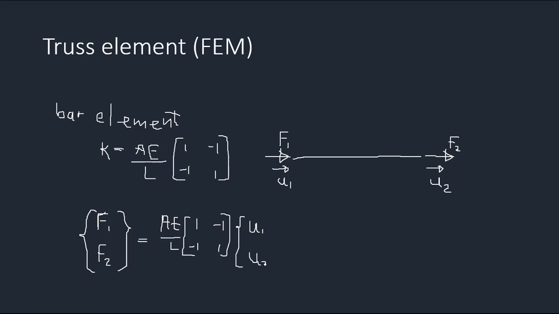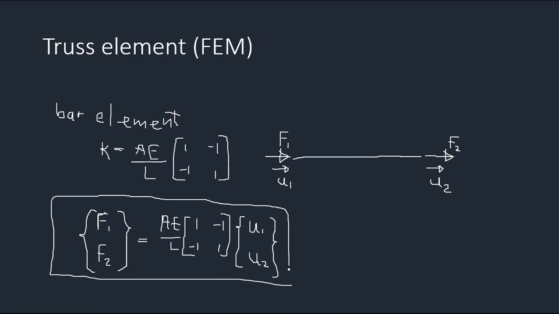This is F equals K times U, right? So one can raise a question: if you know the forces, can you find the displacement? In that case, you need to multiply by the inverse of this matrix, right? K inverse into F equals U.